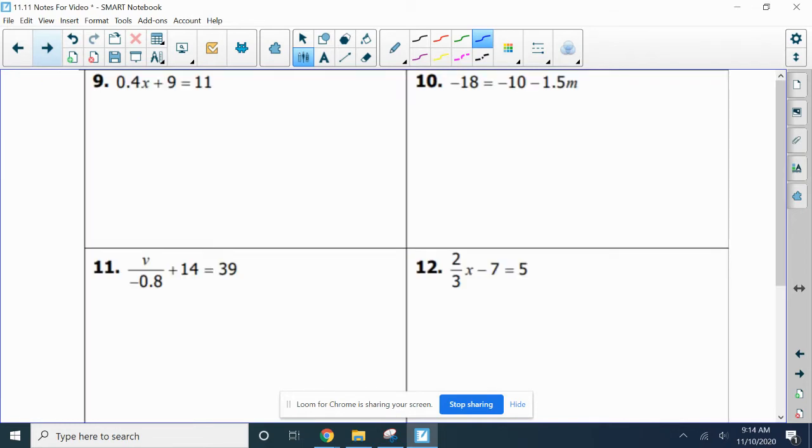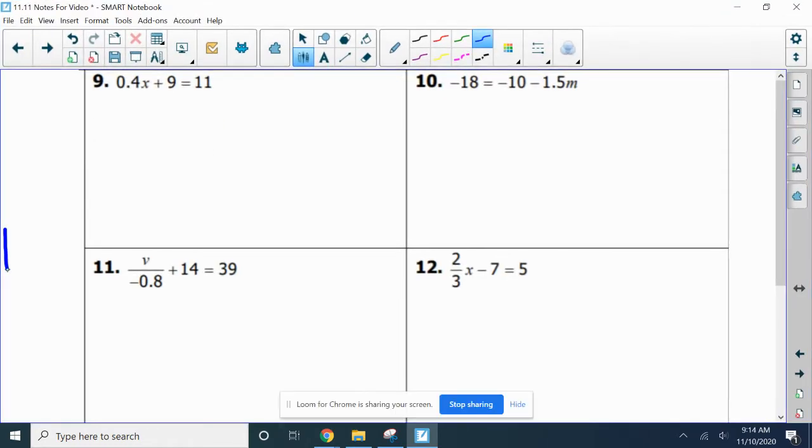All right. So these are just a little bit different. The only difference between these and the ones we just saw is that you have fractions and decimals, because you are going to have equations with rational numbers. Still, those are not going away. So we're still going to work backwards. So I want to do my PEMDAS backwards.